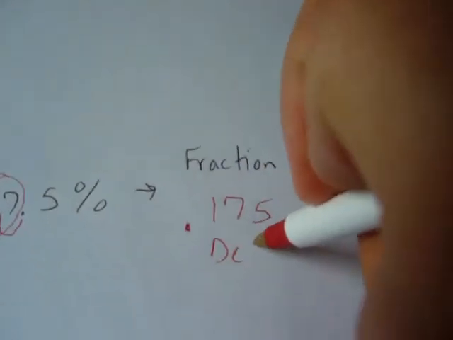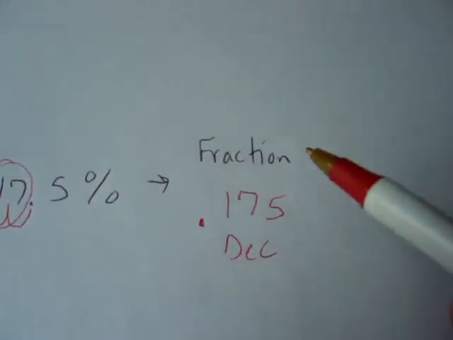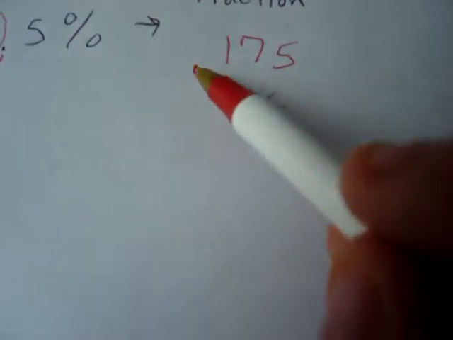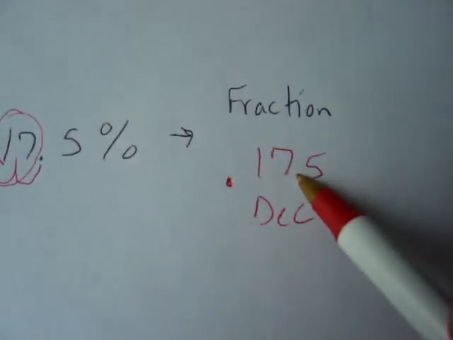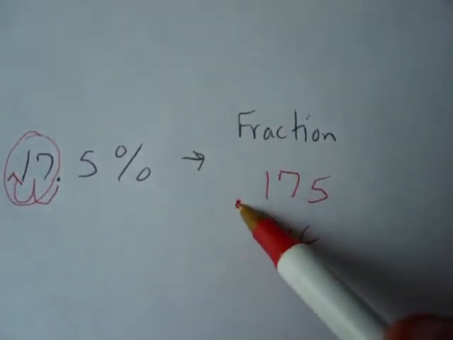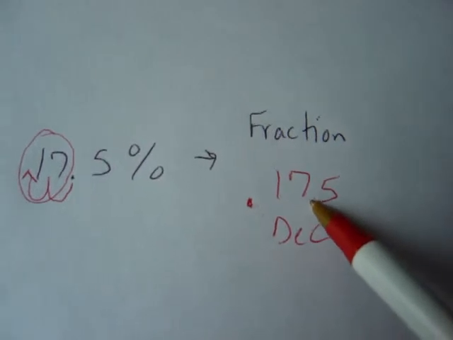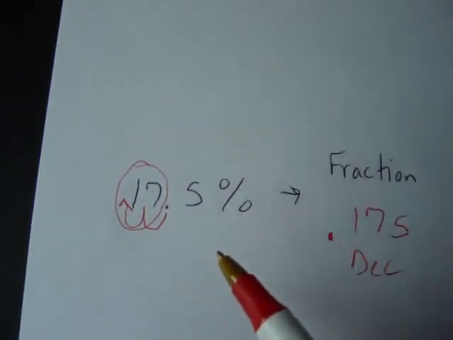Now, this is the decimal form. If you wanted to go back to the percent, it's like we've just been doing. You swing the decimal place twice to the right, once, twice, and you have your 17.5%. Ready? Multiply by 100. Once, twice, 17.5%, which is what we started with.